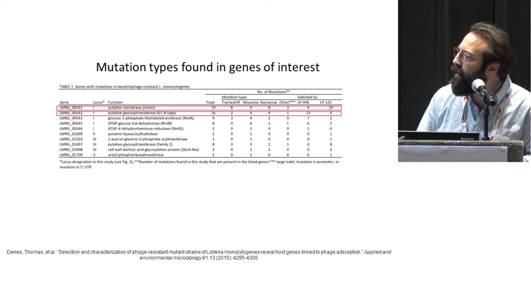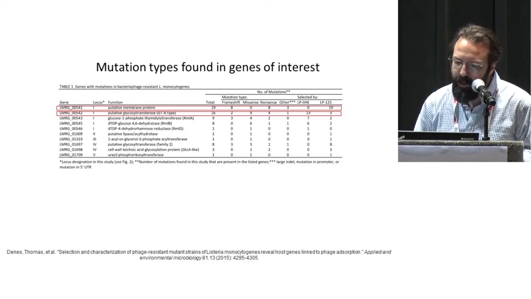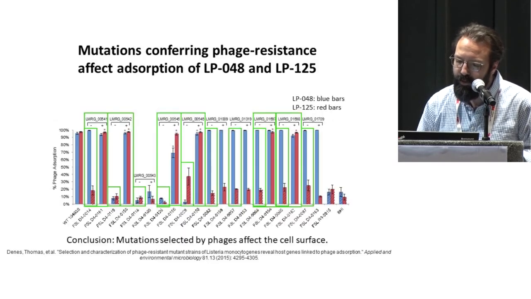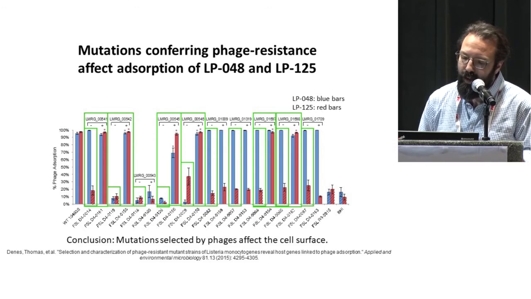And they did an experiment where, this is kind of complicated, the bottom here is all the different mutant strains. And then this is the phage adsorption rates for LP048 and LP125, and these are the actual genes in which the mutation occurred. So you can see that for a lot of these mutations, they primarily affected the adhesion of LP125 and not LP048. Some affected both, and there was one that affected LP048 more predominantly than LP125.